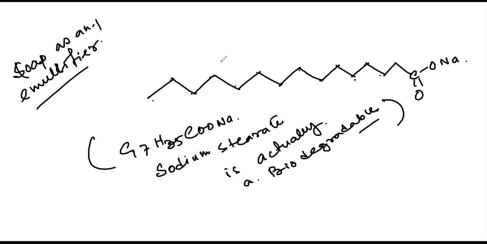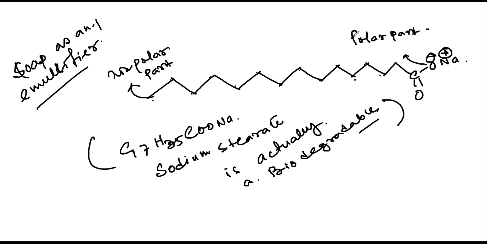It has two types of parts. One is the COO minus Na plus, which is the polar part, and the hydrocarbon chain is the non-polar part. Whenever an oil drop is present here, what happens? You can see the polar group goes like this.